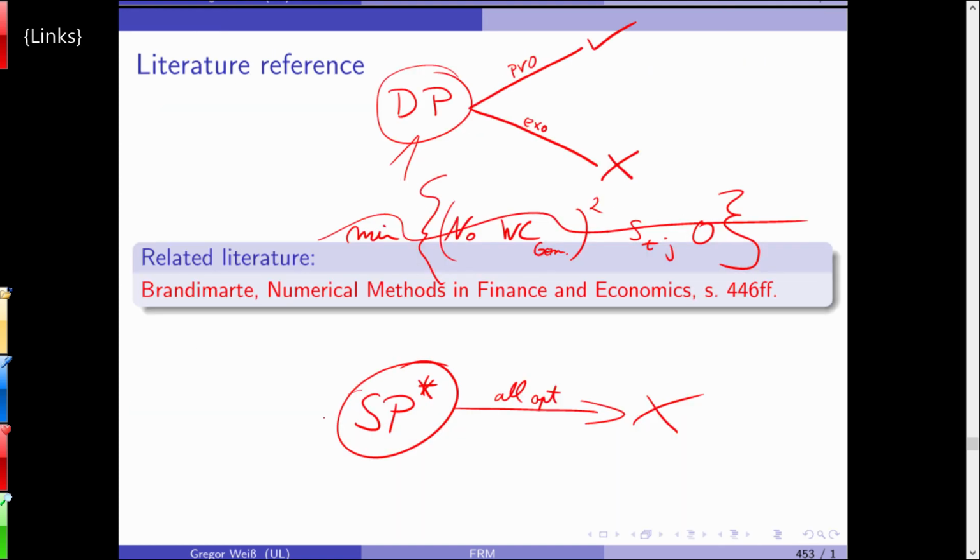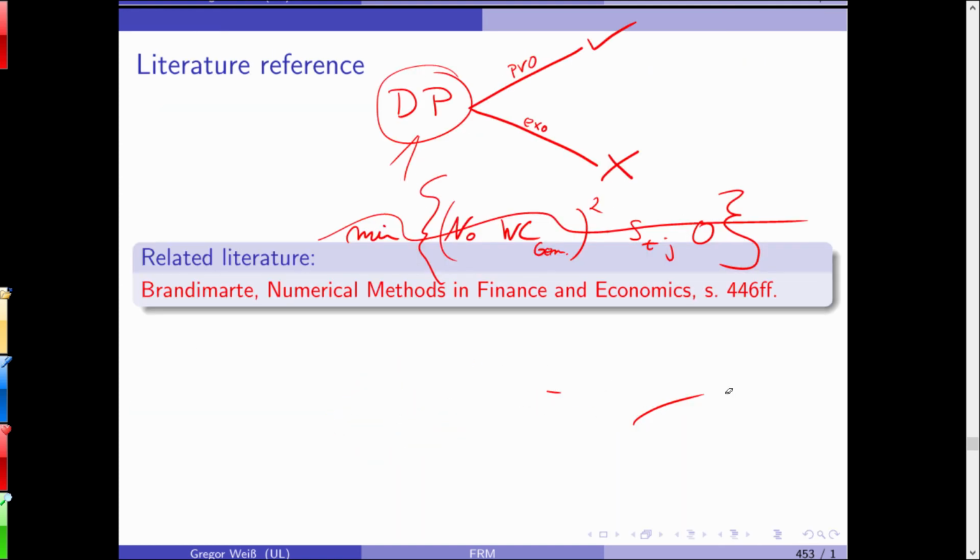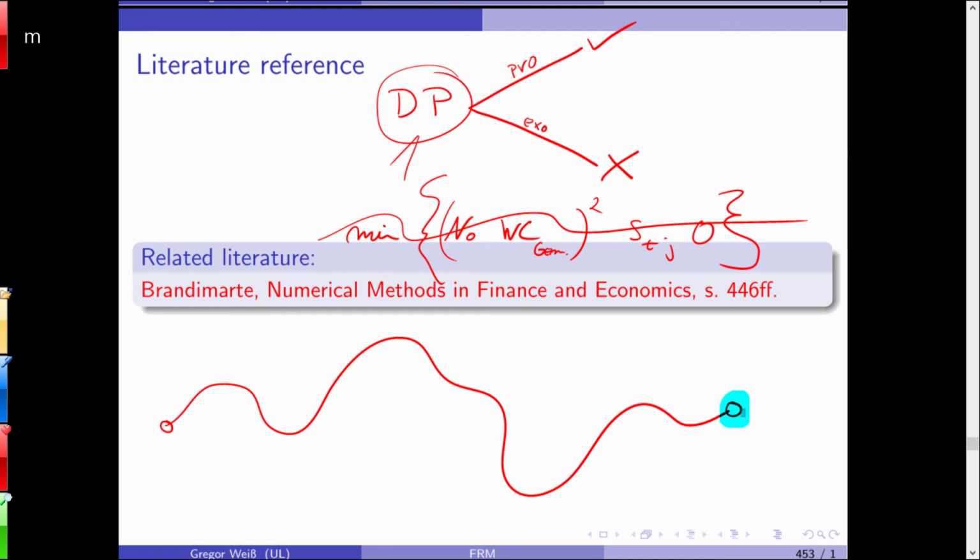Remember what path-dependent options are? In the simple case of a plain vanilla call, look at it this way, the stock price goes up, and it now is here. But for pricing, you only need this price. If, for example, the stock price had this evolution, the price of the option would be the same, the payout.